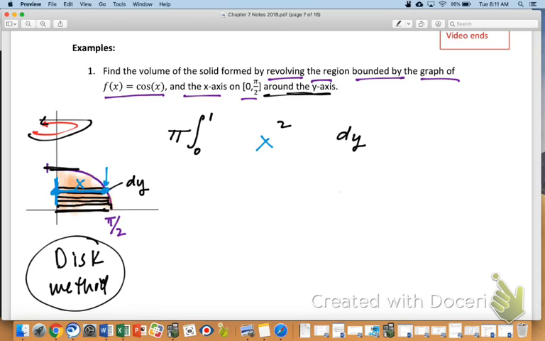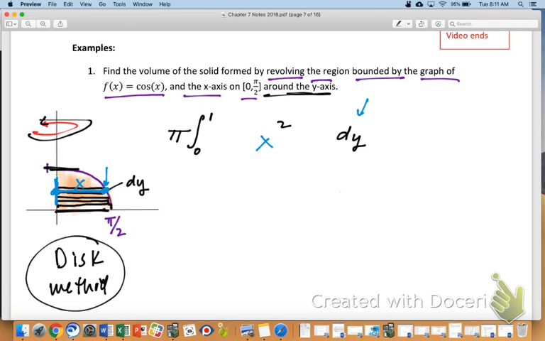Everything has to be in terms of y, and that's why it's really important to set up the dy first, to realize, okay, the disk is dx thick or dy thick, whatever it is. We need to set that up first so we understand that everything has to be in terms of x, or everything has to be in terms of y. In this case, everything has to be in terms of y.